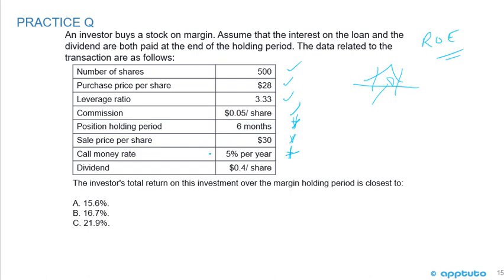So we're going to have to adjust our interest, right? So you see the little trick there. They've given us position holding period of 6 months. And that's fairly typical of the CFA, a little bit of twist or turn here and there. And we're receiving a dividend of 40 cents per share, okay? Not 4 cents, 40. You got to be careful. So the investor's total return on this investment over the margin holding period is closest to A, 15.6%, B, 16.7%, or C, 21.9%.